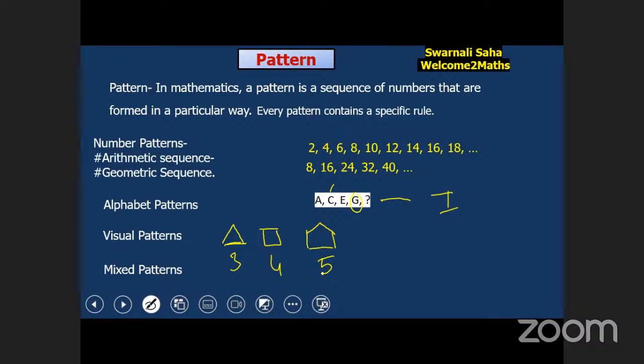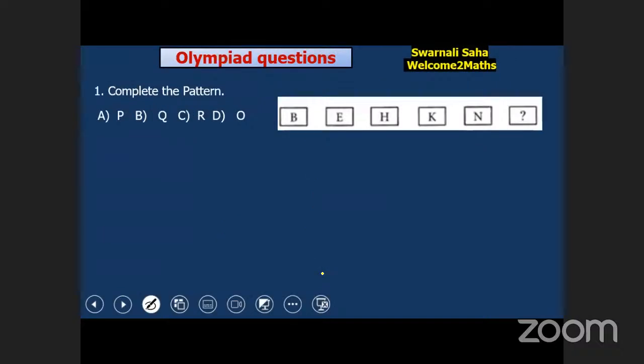Chalo, so let's start solving questions. Let's solve many questions today. So this is our first question. Try to solve this first. You have to complete this pattern. First try to solve this, then I will tell you the answer. Okay. It's clear. It is V, then E, then H. After that, it's K, then N. What comes next? That you have to find out.